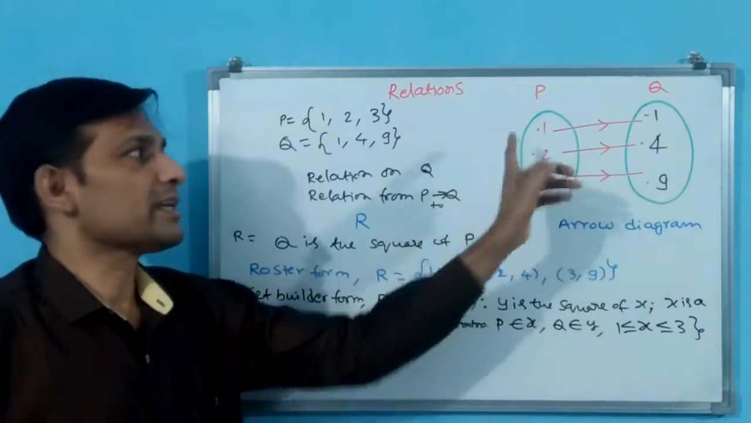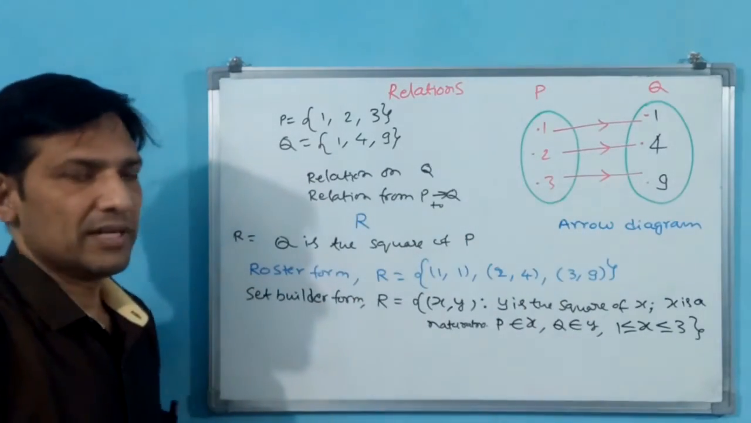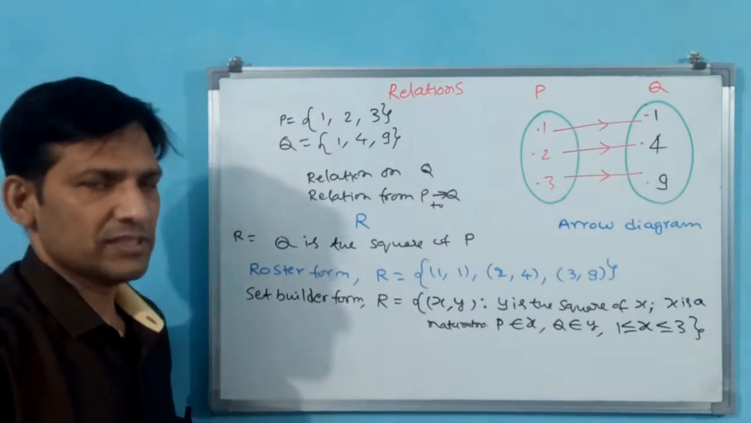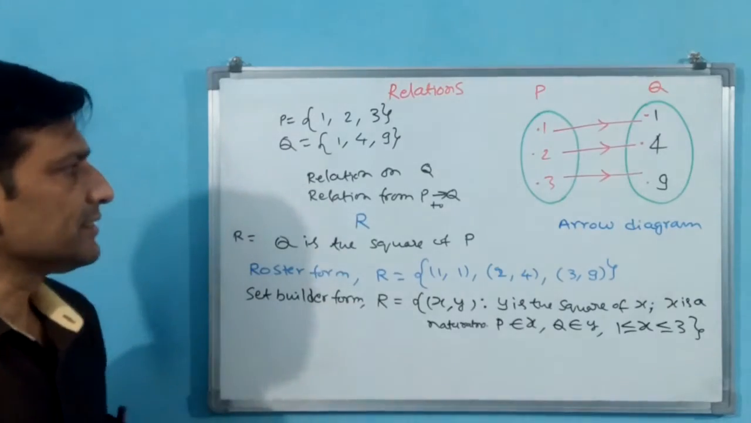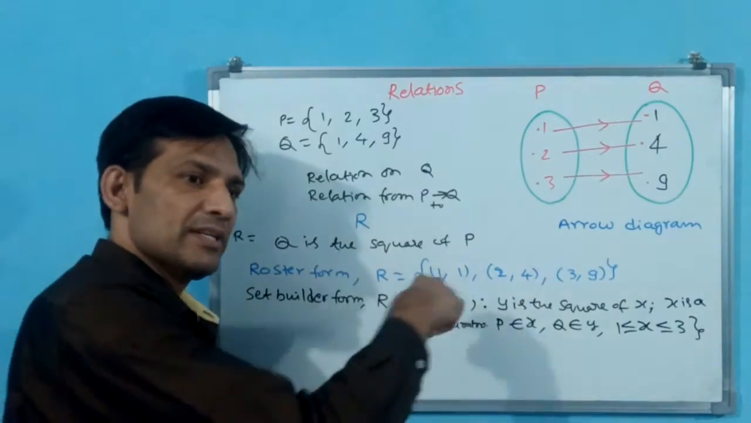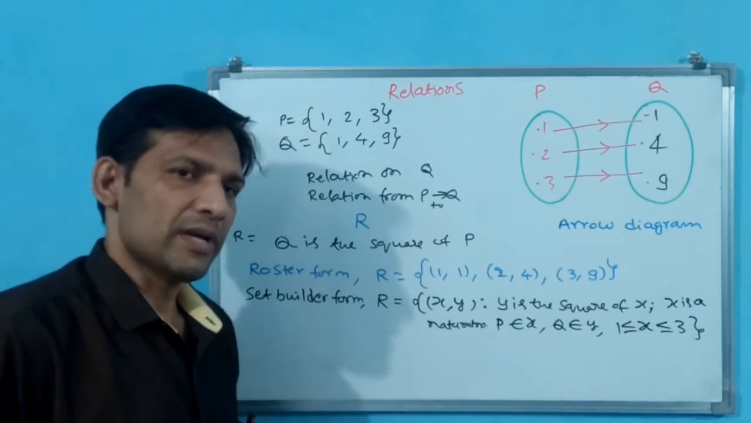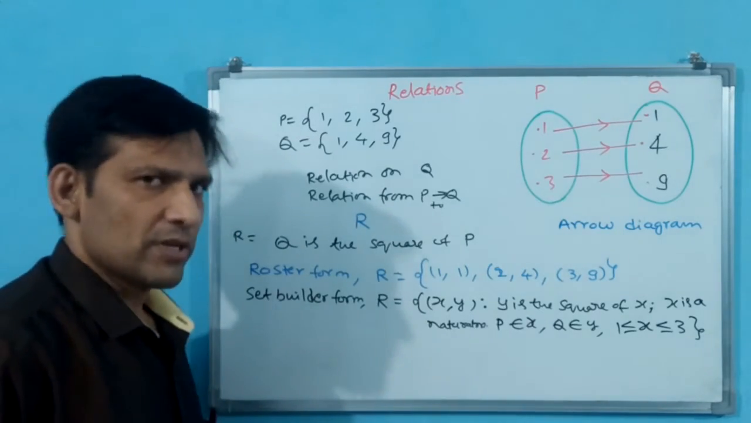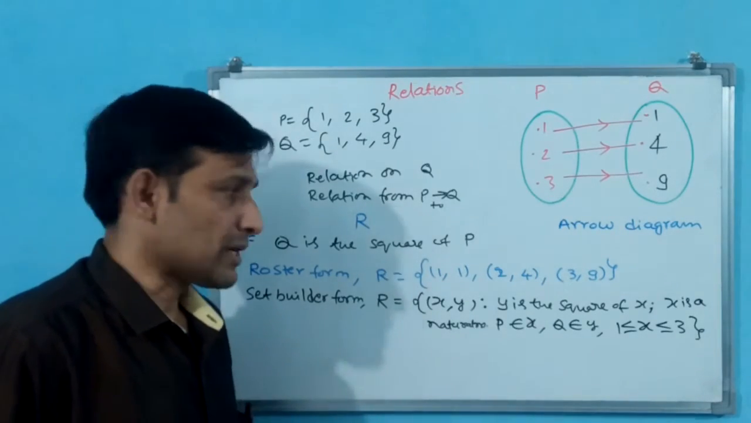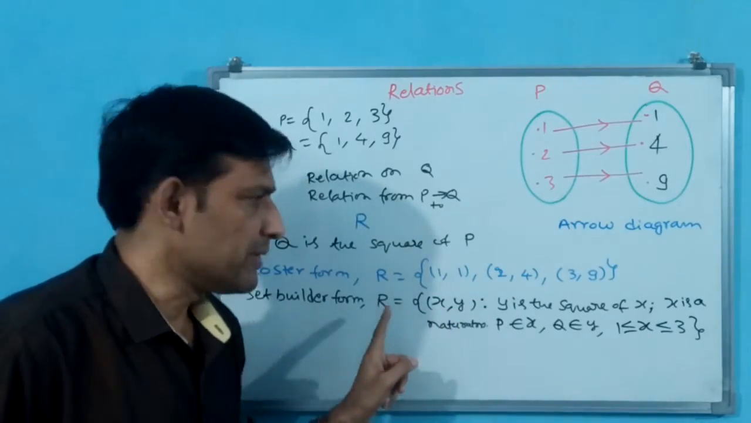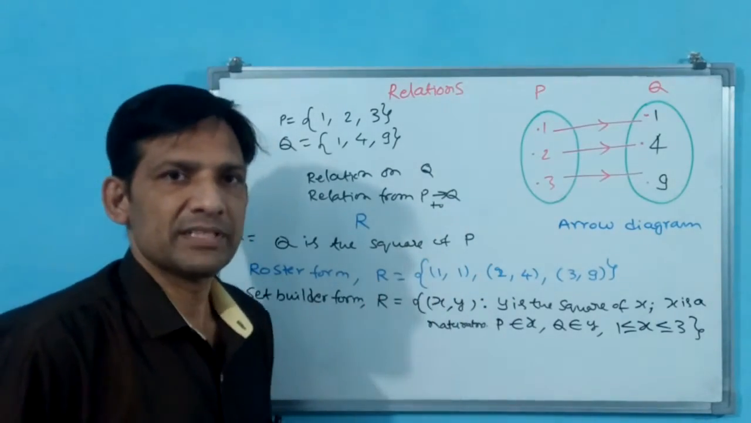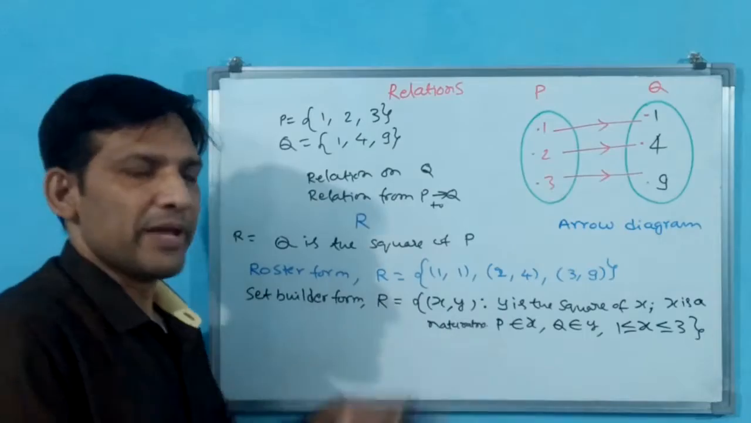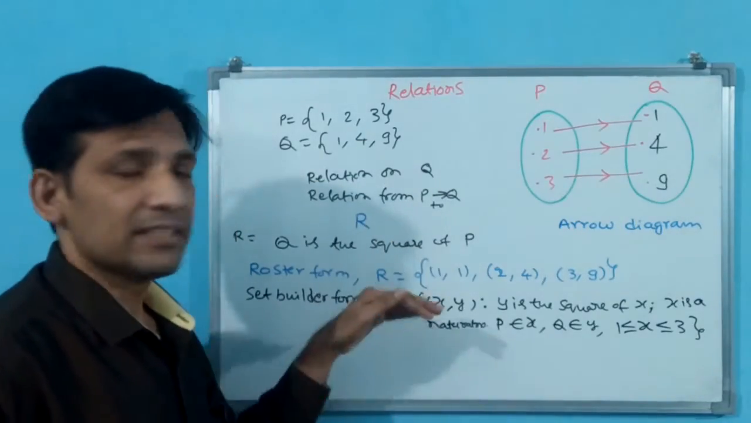Roster form you can simply write by seeing the combinations. Even sets we have seen; in sets there will be no combinations, and normally we will write 1 or 2 or 3 or 4 in roster form. But sometimes for the set builder form and roster form of representation, pairs, ordered pairs only will come. Why? Because we are in relations and functions.